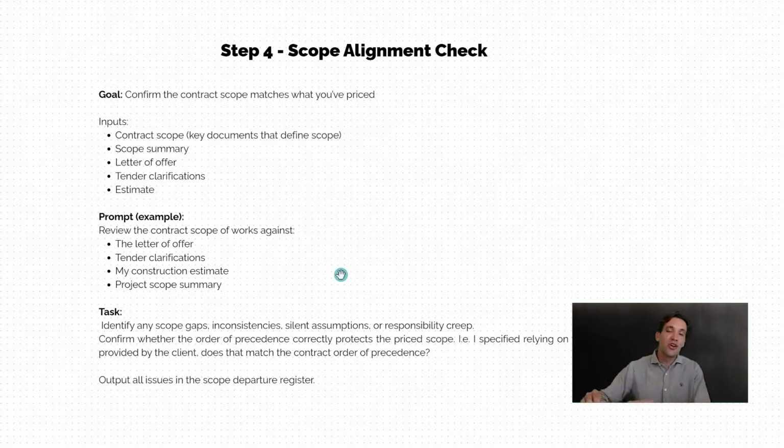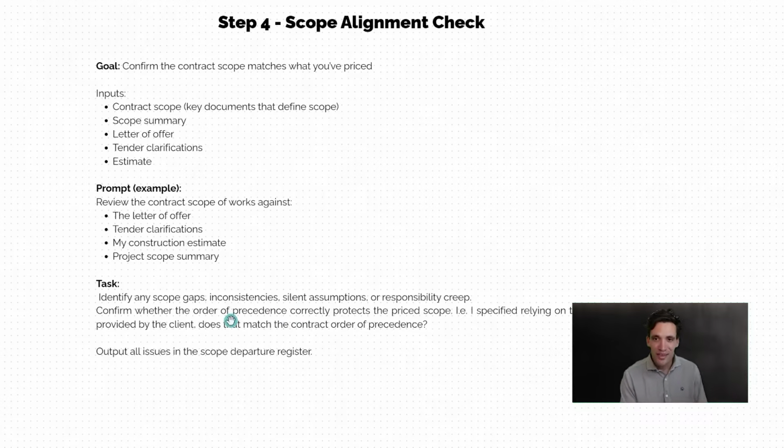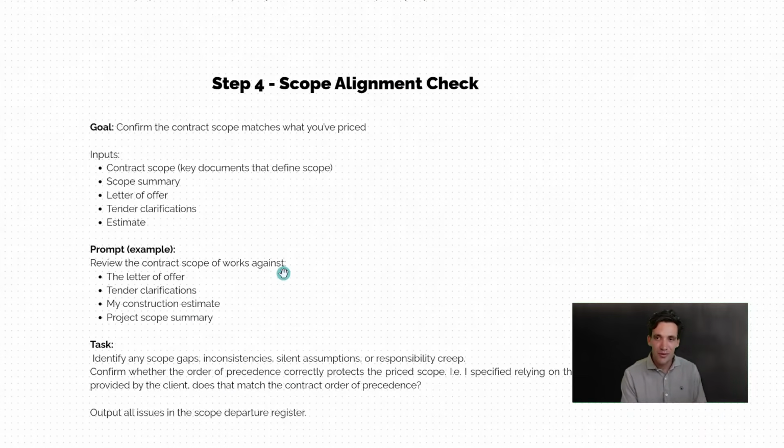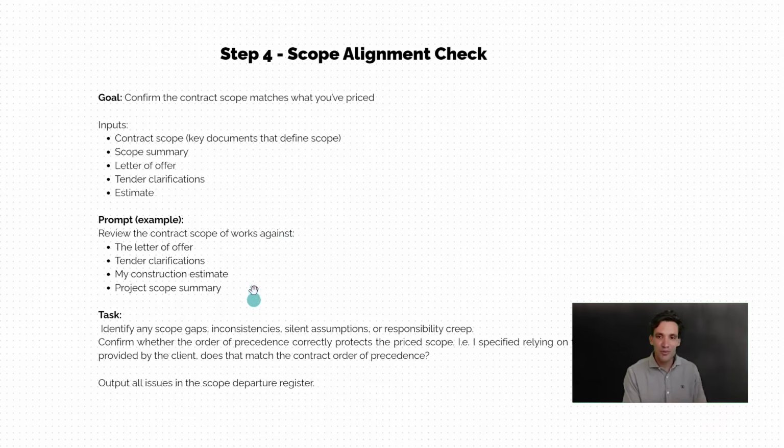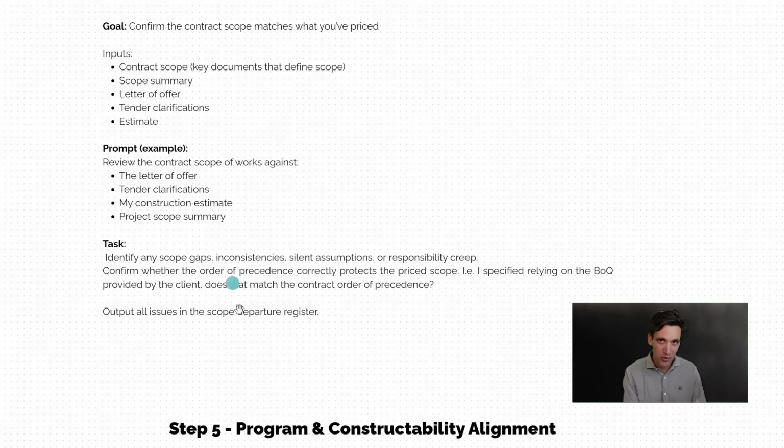And anything that's not in your letter of offer or within your construction estimate should be excluded from the contract scope. Now, unfortunately, I was lazy. I haven't actually prepared an estimate for this project, so I can't do this check properly, but the goal of this check is to basically look for any scope that's not included in either your estimate or excluded in your letter of offer, and to ensure basically the scope that's in the contract documents aligns with what you've priced.